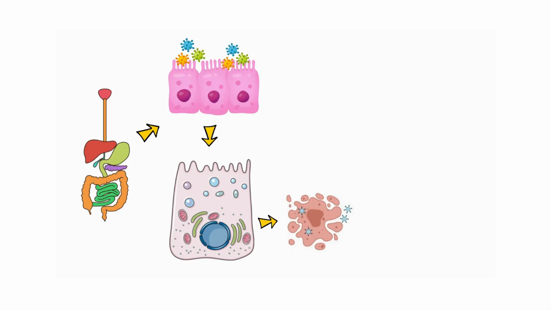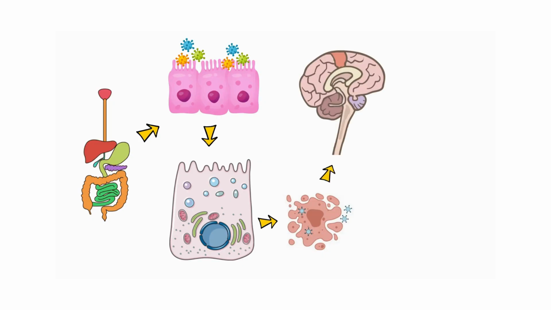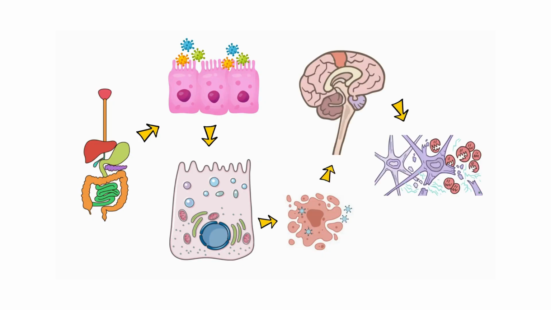From the blood vessels, poliovirus can move into the brain and spinal cord and eat away at the motor neurons. In more advanced cases, this causes muscle atrophy, paralysis, difficulty swallowing and speaking, and even death.